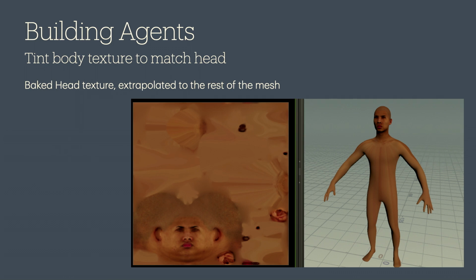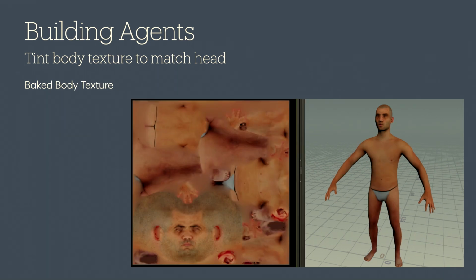This is our baked head texture. Thankfully, the color gets extrapolated onto the rest of the mesh, even where the head scan does not overlap. And this is a handy thing that we'll use to our advantage. This is the base body diffuse texture for our male agents. Lots of nice texture details that we want to preserve, but we have to replace that face and swing the skin tones around to match.